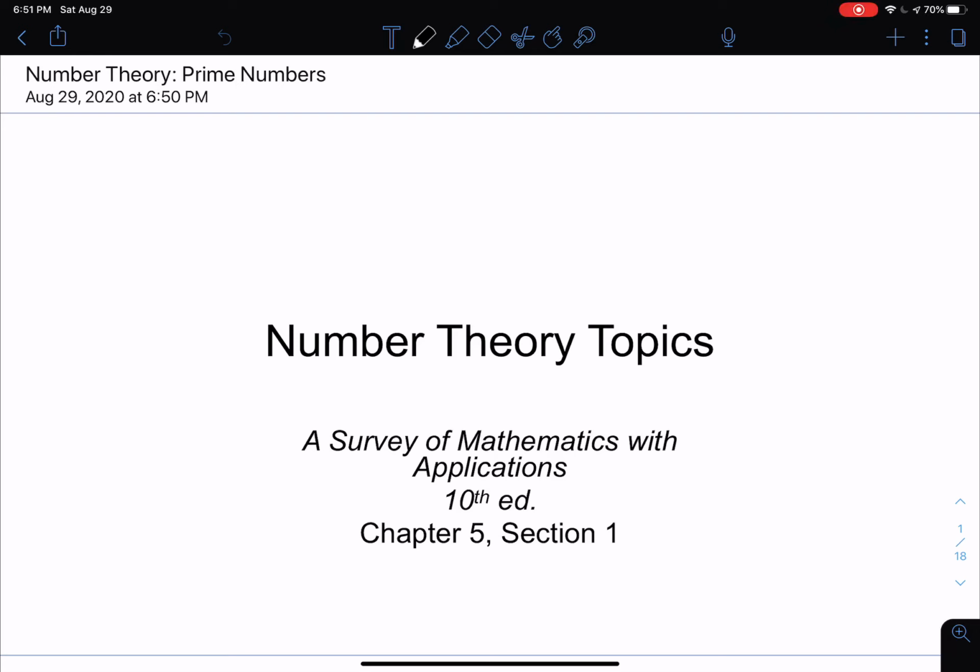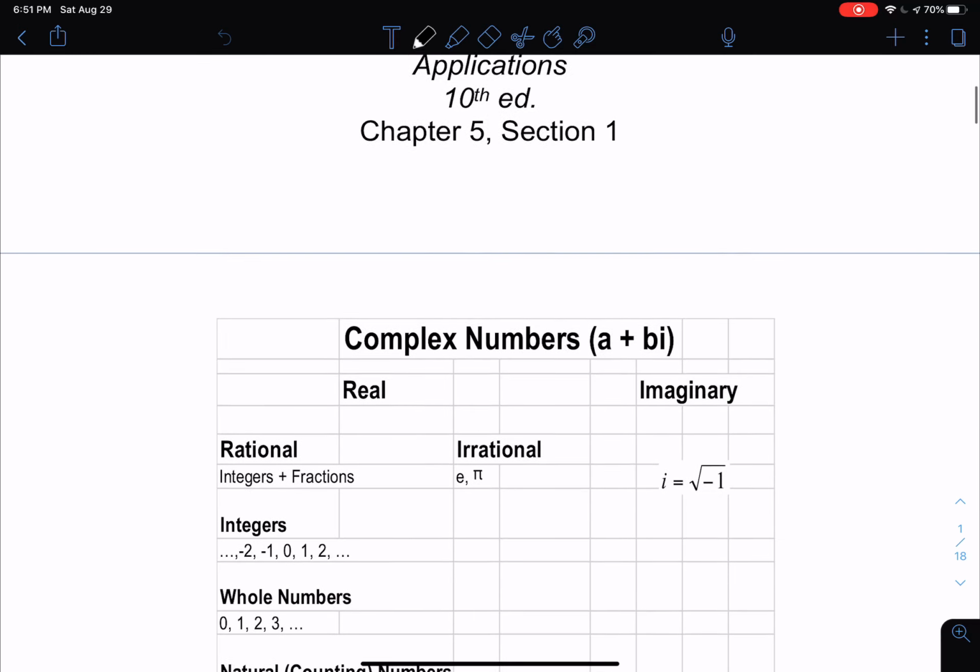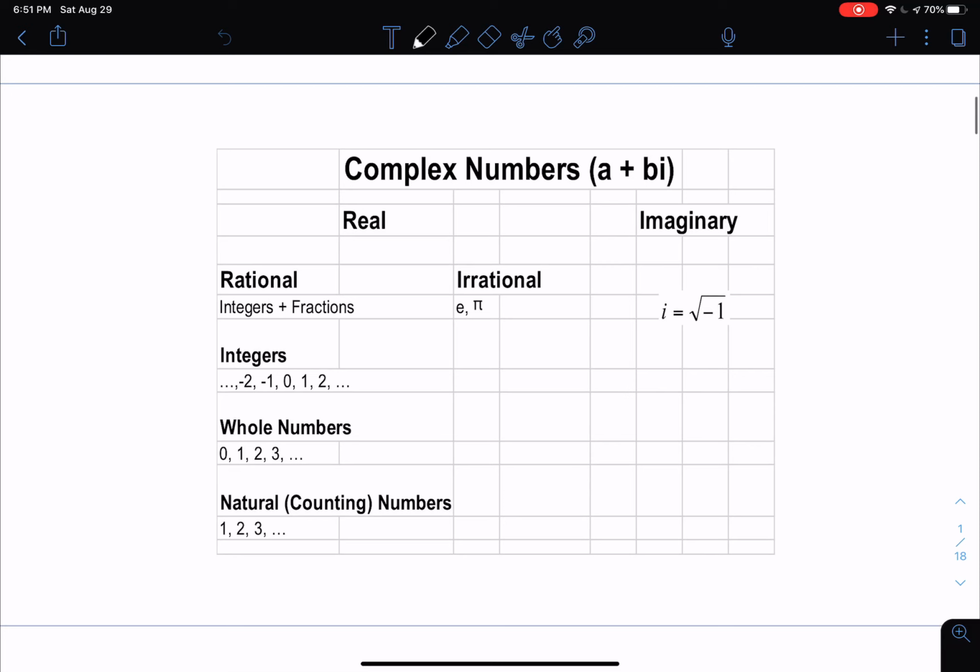Oh, welcome to a new unit. We're going to be addressing lots of number theory topics in this unit, starting out in this video with basics on prime numbers. But we'll have two videos on prime numbers, and then we'll get into some other topics as well. Before we do, I just wanted to go over a little bit about complex numbers.